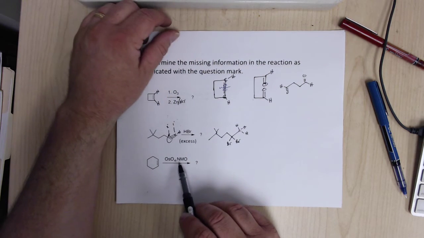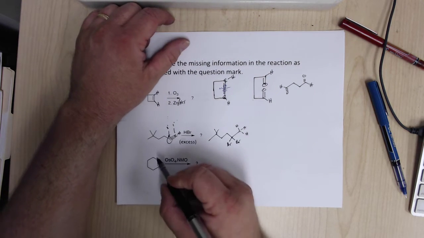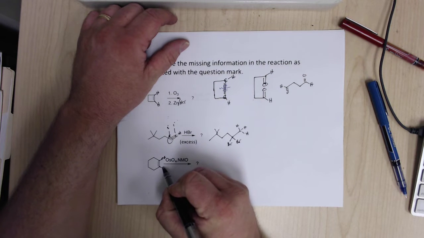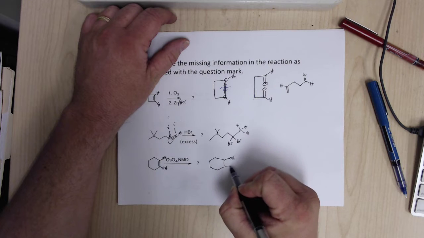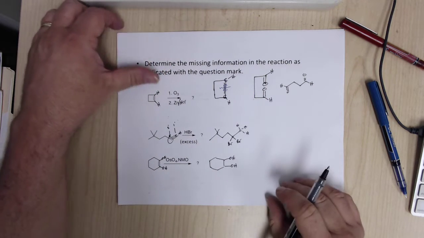Now here, osmium tetroxide and NMO, right? We're going to add OHs on either side. So you end up with something like that.